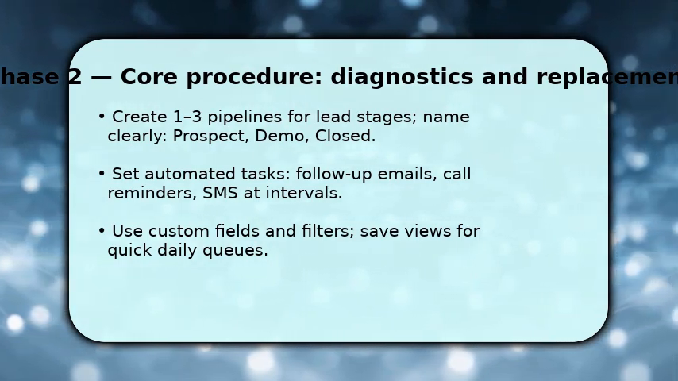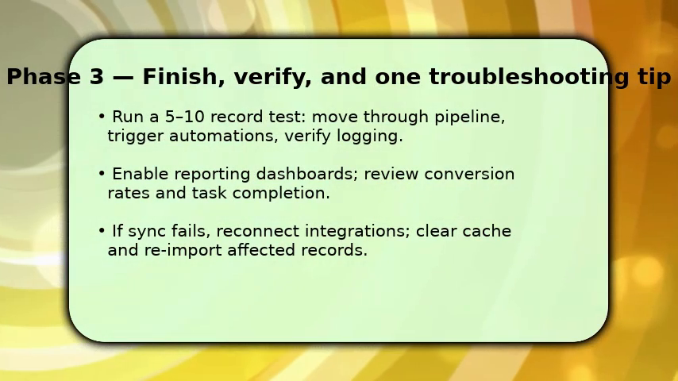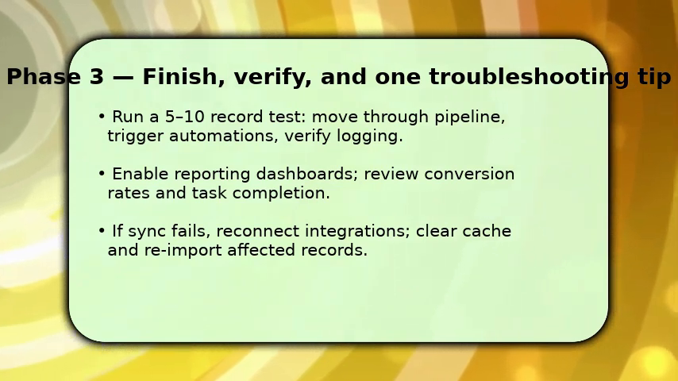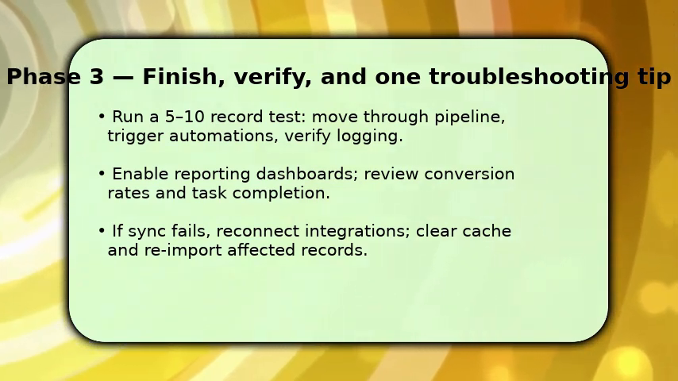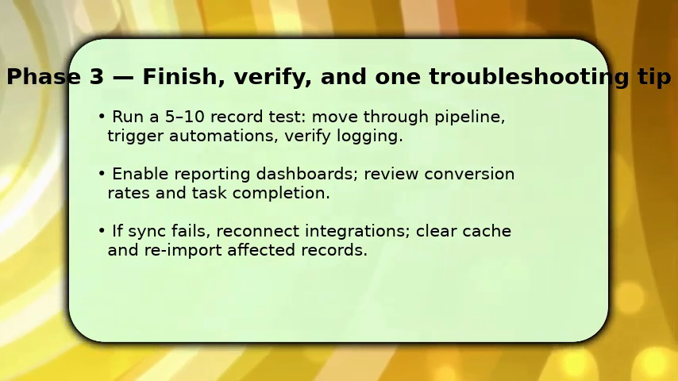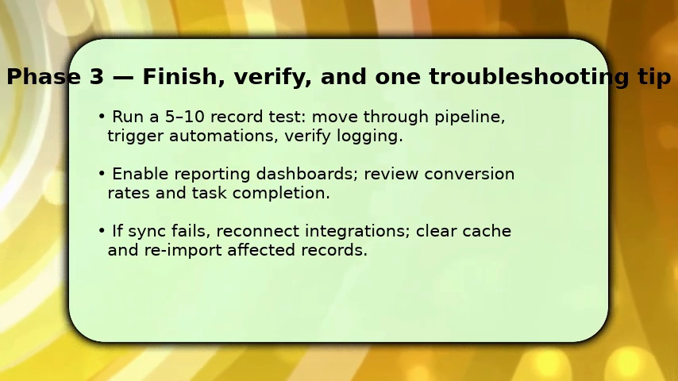Finish by running a short test with 5 to 10 records. Move them through the pipeline, trigger automations, and verify call and email logs. This confirms everything behaves as expected. Next, enable reporting dashboards so you can monitor conversion rates and task completion daily.